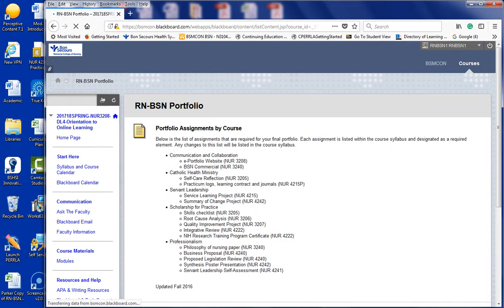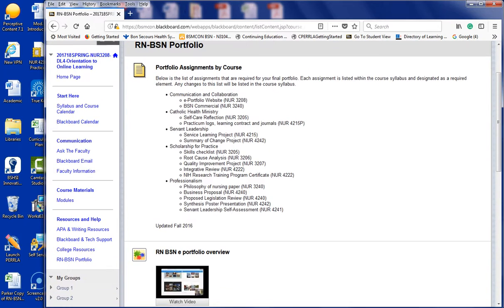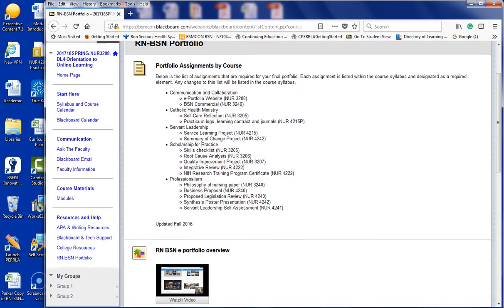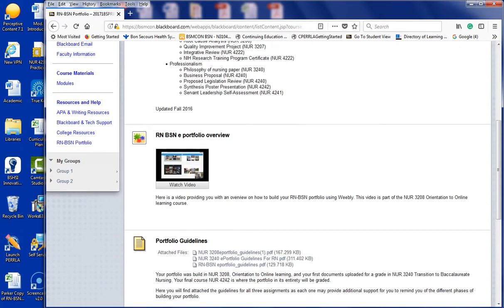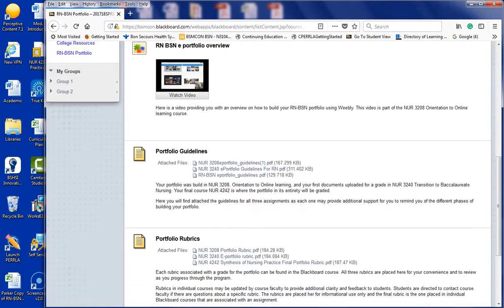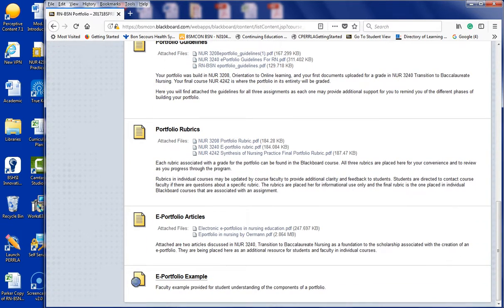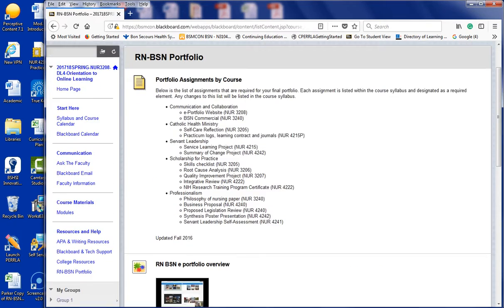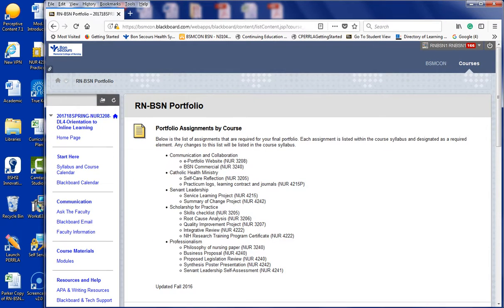And the last tab we're going to go to here is your RN to BSN portfolio. And that's going to be very important in just a few more weeks, because we're going to start building the shell for your electronic portfolio. So here's a lot of information on it, a video, some guidelines, rubric, and I'll be talking to you more about this when we get closer to doing this.